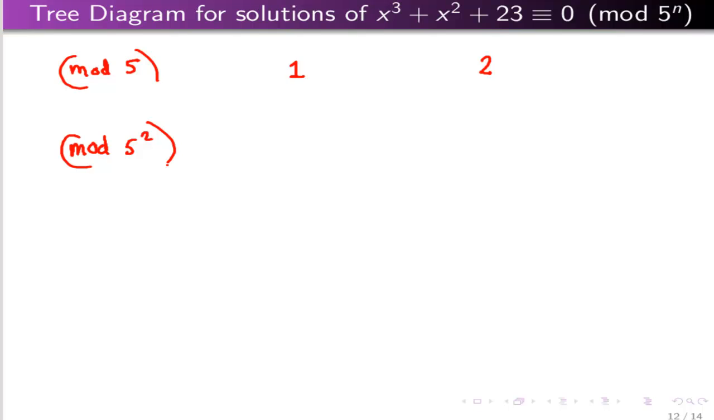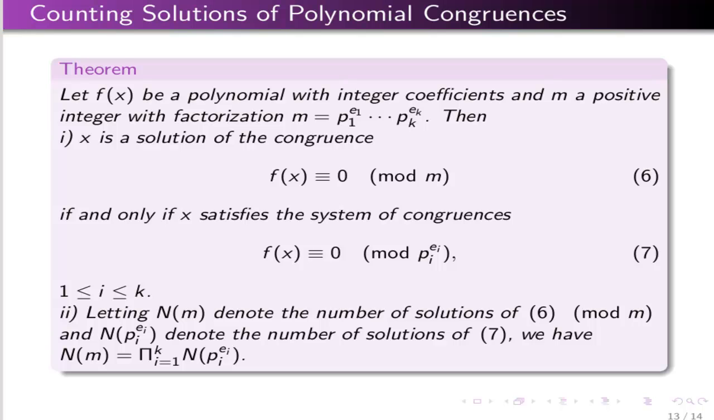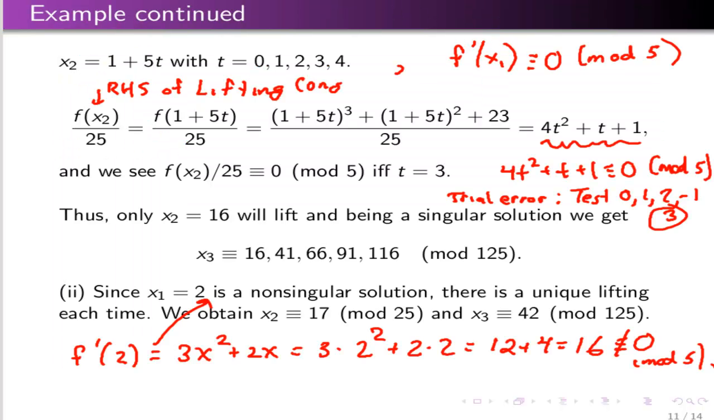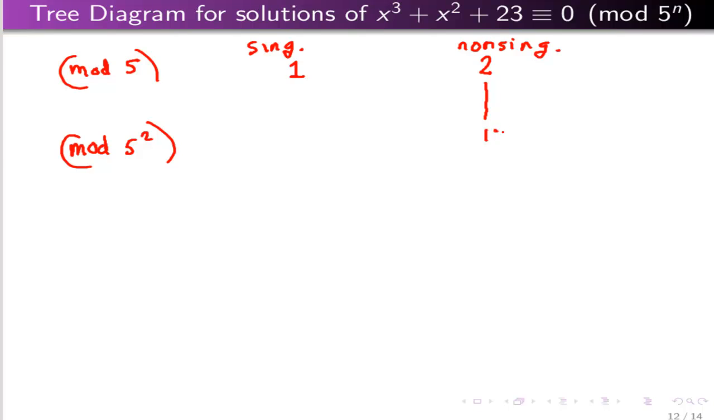And let's identify which one is which. So this is the singular solution, and this is a non-singular solution. The non-singular solution always has a unique lifting. So 2 proceeded to go to 17 and then to 42. And that's at the mod 5 cubed level.